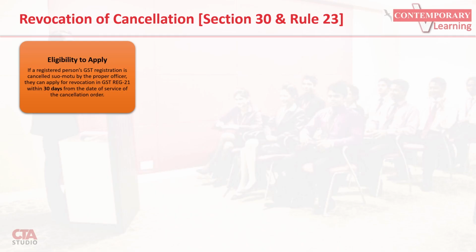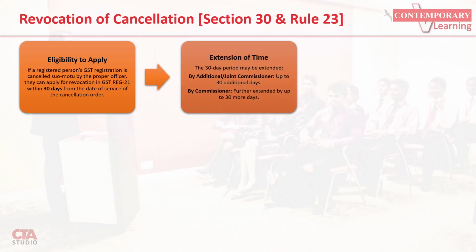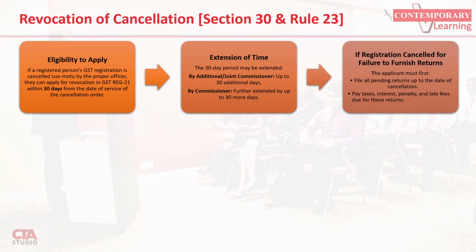Extension of time. The 30-day period may be extended by the Joint Commissioner by up to 30 additional days, and by the Commissioner further extended by up to 30 more days. If registration was cancelled for failure to furnish returns, the applicant must first file all pending returns up to the date of cancellation, and pay taxes, interest, penalty, and late fees due for these returns.